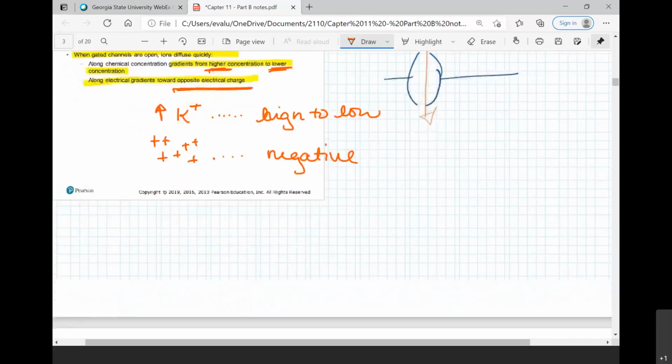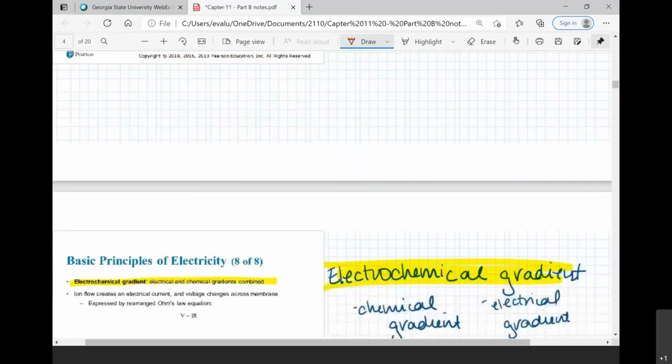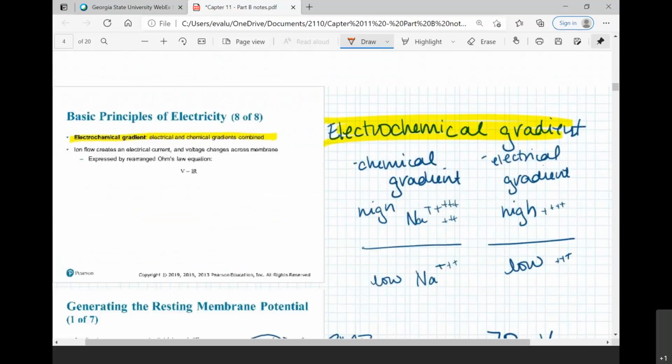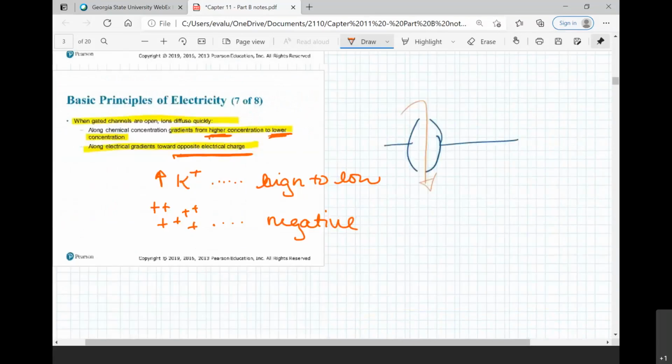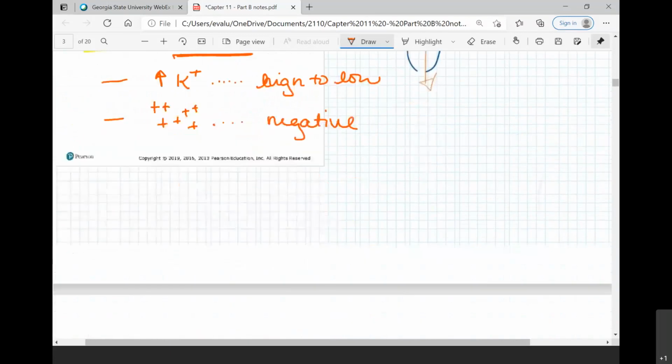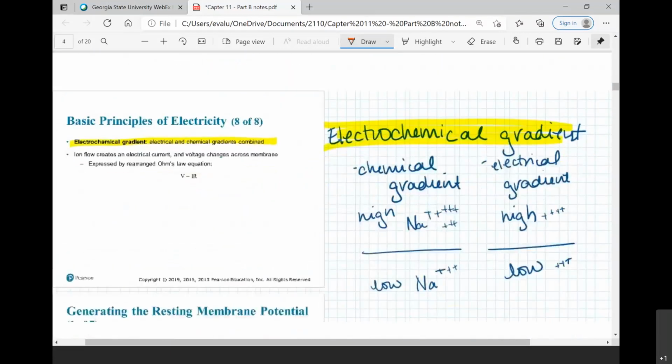This is a bit of a review because we've also talked about this in chapter 3. This is just a little bit more of the physics behind the electricity. Because we have both the chemical concentration here and the electrical concentration here, we get the term electrochemical gradient. An electrochemical gradient is the electrical change and the chemical change and what things are happening when all put together into one big soup.